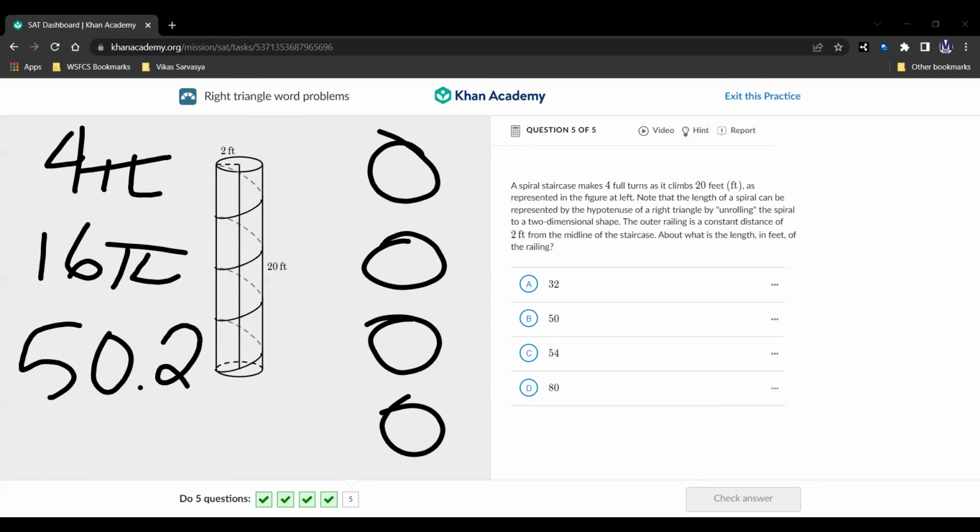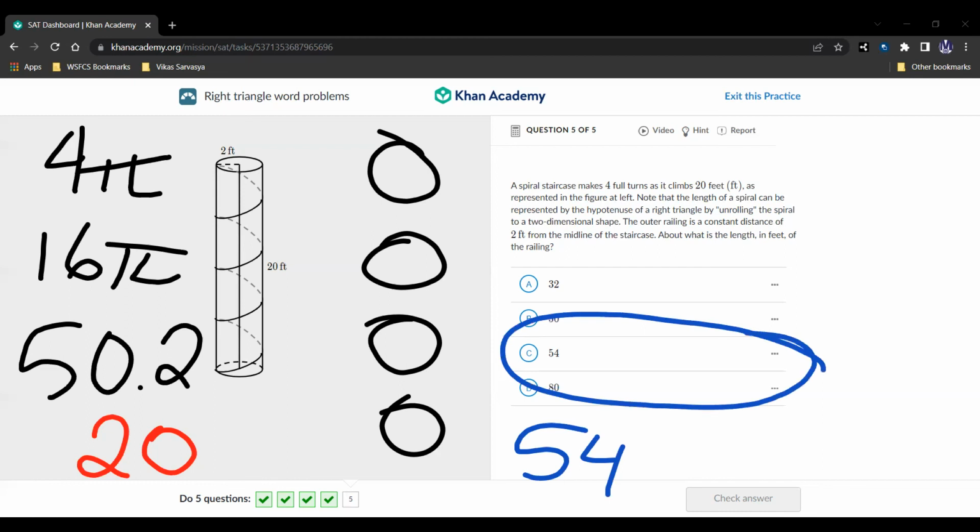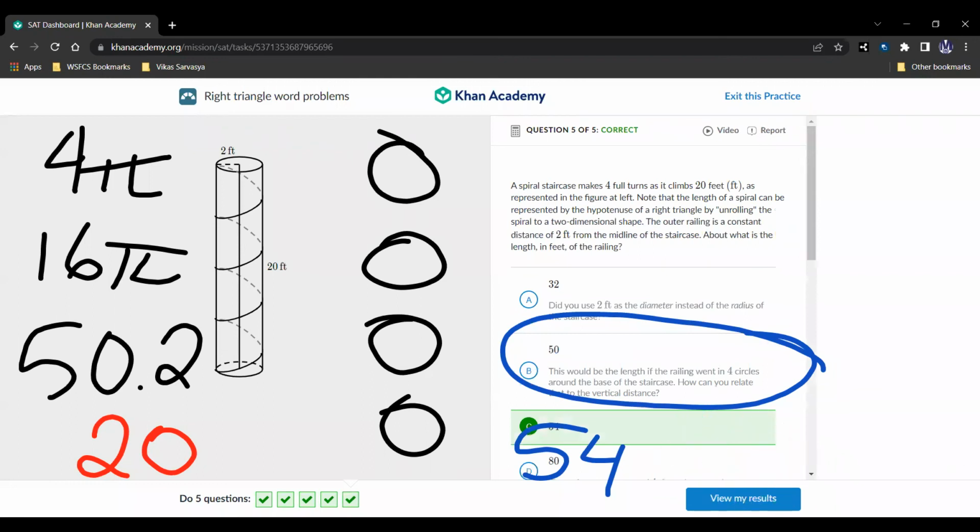So that's the length, right? That's the horizontal length. Well, the height is still our 20. So we use the Pythagorean theorem on 50 and 20. We take the square root of that number that we get there, and we get our answer, 54. So our answer is choice, and we're done. We are done.